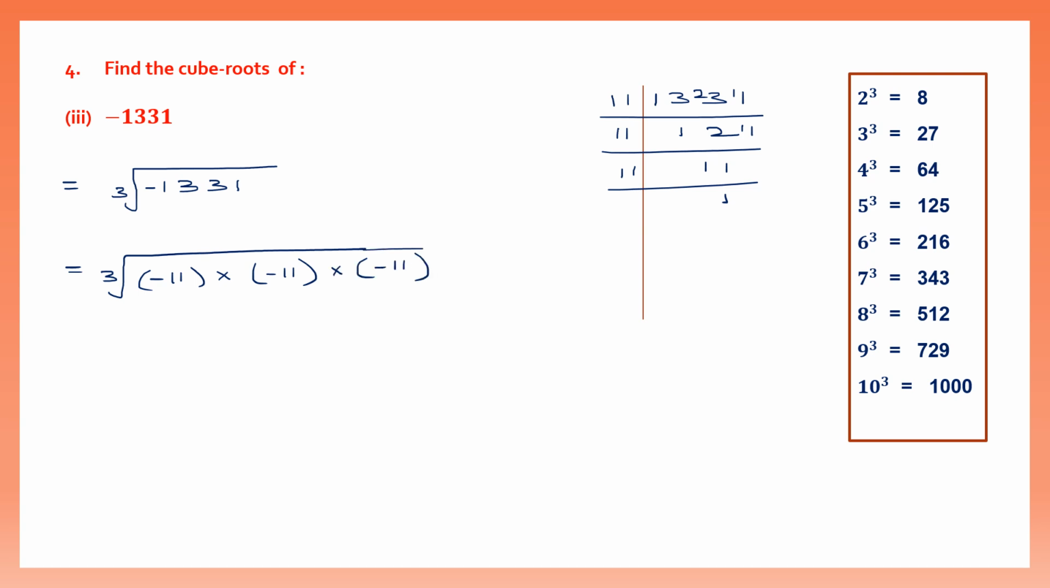Now again, we are going to form a triplet of these numbers and remove 1 from this triplet, and that is minus 11. So we have found the cube root of minus 1331, and that is minus 11. So this is our answer.